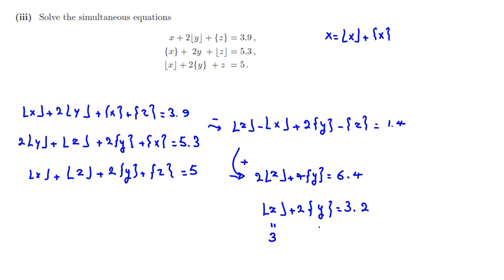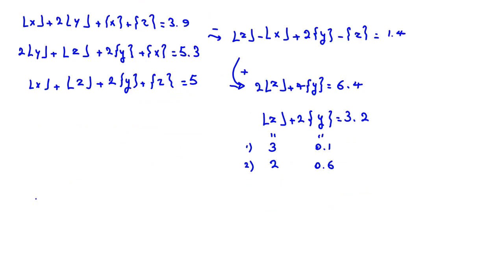So here we have two cases. If this one is 3, this one is 0.1. If this one is 2, then this one is 0.6. So we have two cases like this. Now, let's consider the first case. Yes, the only possible cases are these, because if it is 1, then it's not possible.